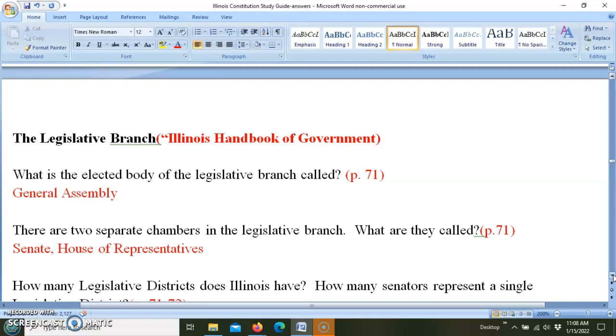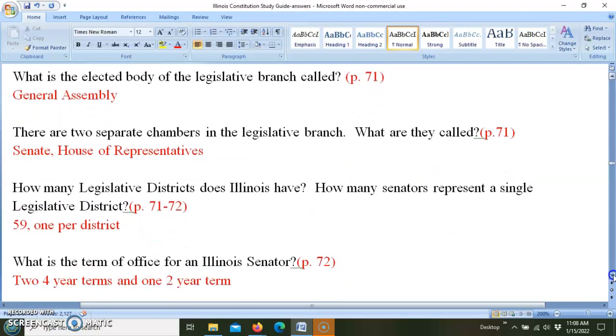What is the elected body of the legislative branch called? And that's an easy question, and we actually answered it in our lecture last lesson, and that's the General Assembly. And of course, the General Assembly is made up of the Senate and the House of Representatives, which of course is the next question.